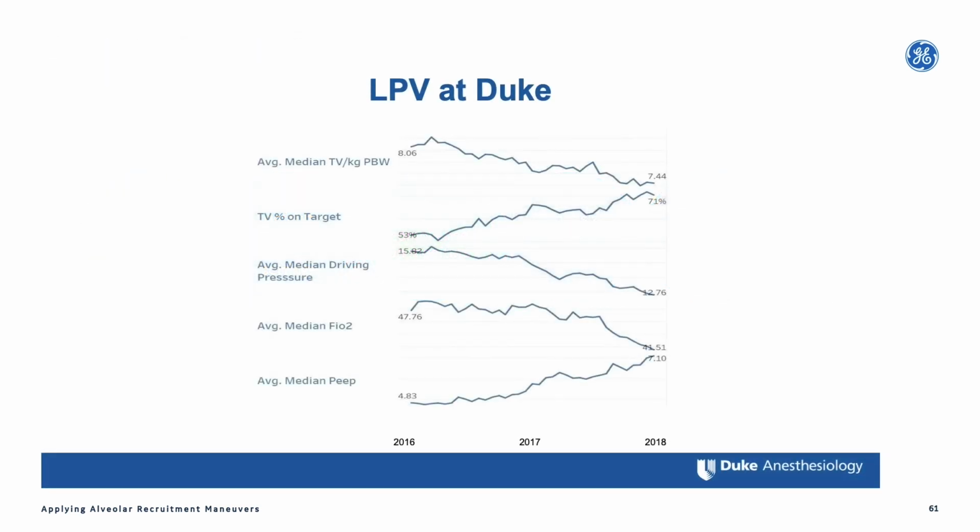By using the steps I just described at Duke, we were able to improve adherence to lung protective ventilation protocols as seen in this slide. While the average median tidal volume decreased somewhat, the percentage of tidal volumes that were being delivered between 6 and 8 mLs per kilogram increased significantly from 53% to 71%, and that was associated with an average median driving pressure drop from just over 15 to below 13. You can also see that our average median FiO2 decreased during that period of time, and the average median PEEP increased from 4.83 to 7.1.